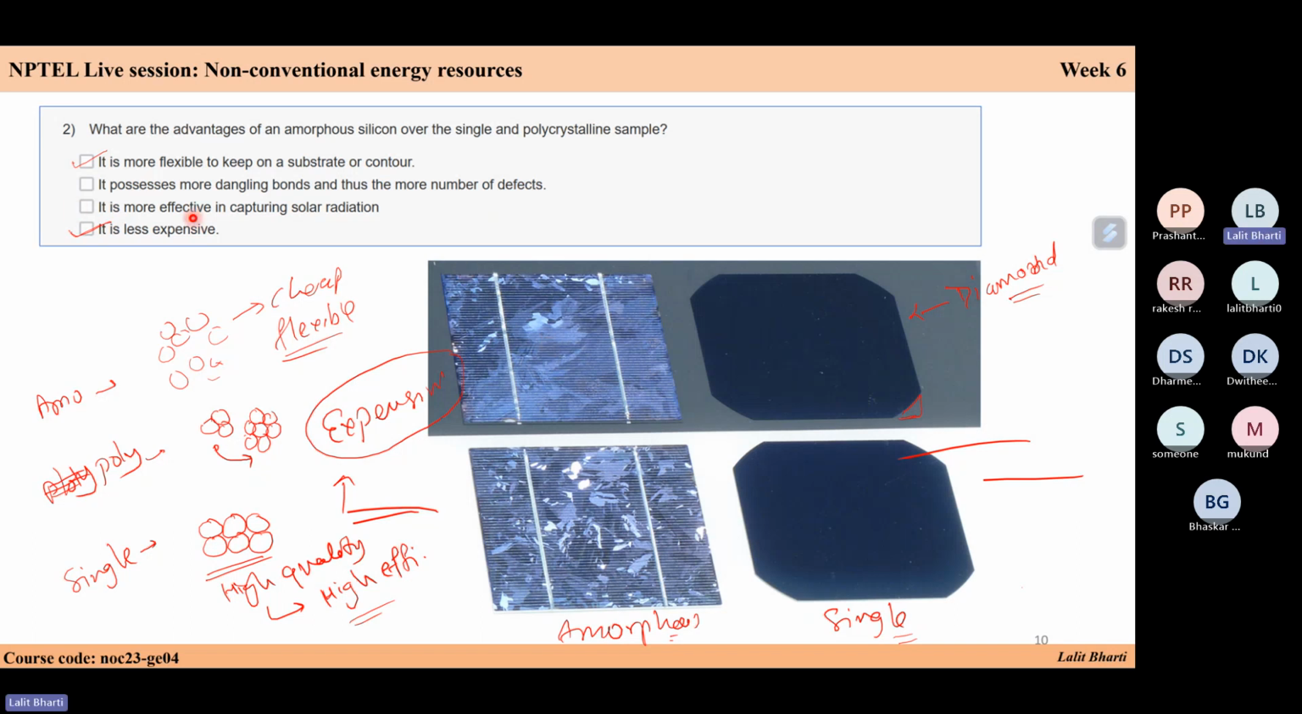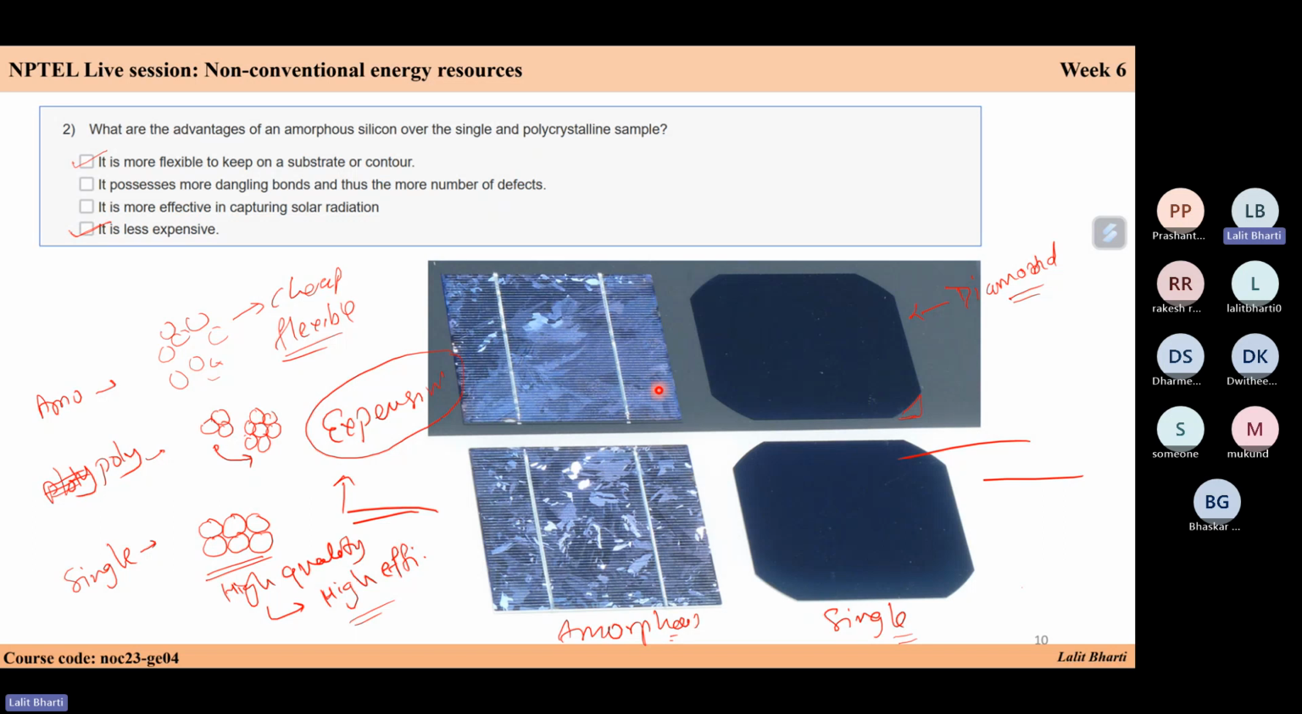The third statement is it is more effective in capturing solar radiation. So no, single crystallines are more effective in capturing solar radiation and the efficiencies are higher for single crystalline, as we have discussed earlier. But due to cost effectiveness we are using the amorphous. So it is the first statement, it is less expensive. Yes, the amorphous are less expensive due to their lower purity. So of these four statements, the first statement is correct.